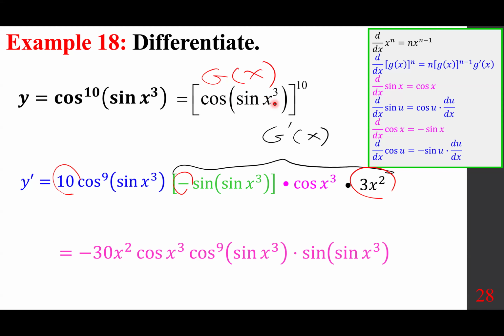Then you differentiate what's inside the brackets, cosine of sine x cubed. You can even do it on the side if you want. And how do you differentiate the cosine? Negative sine, and then sine of x cubed. And then the derivative of the inside by the chain rule is cosine x cubed times 3x squared. You put them together, and this is what you end up with.